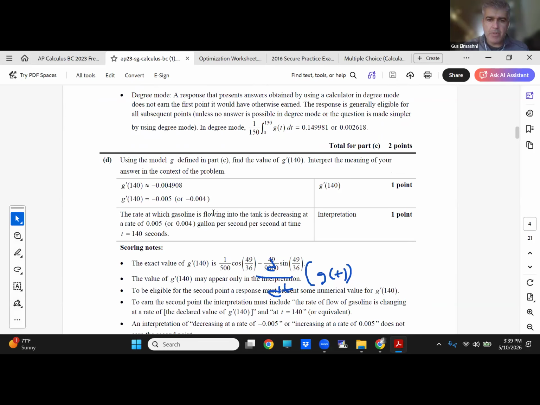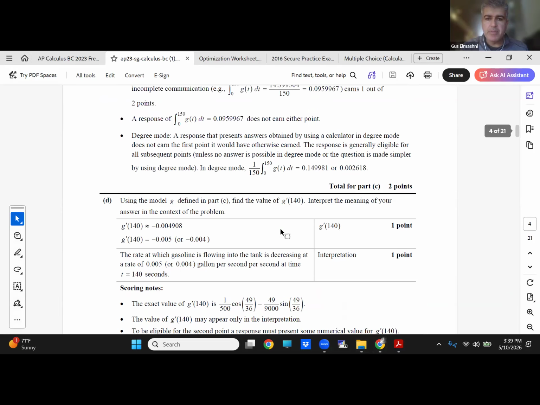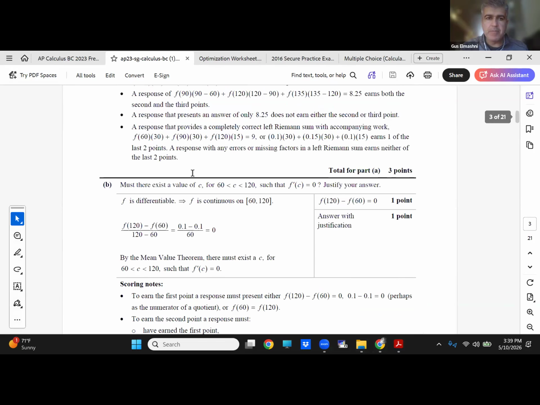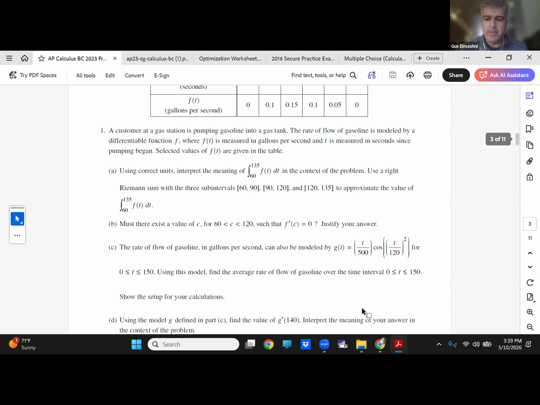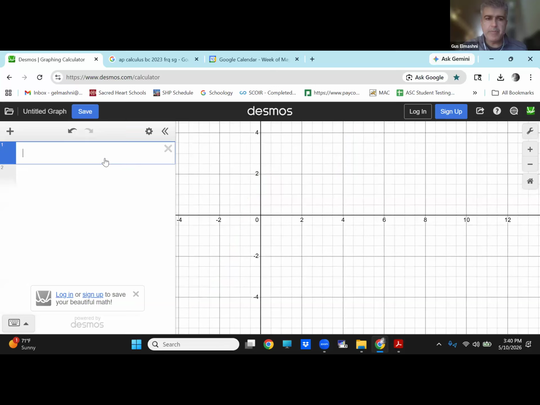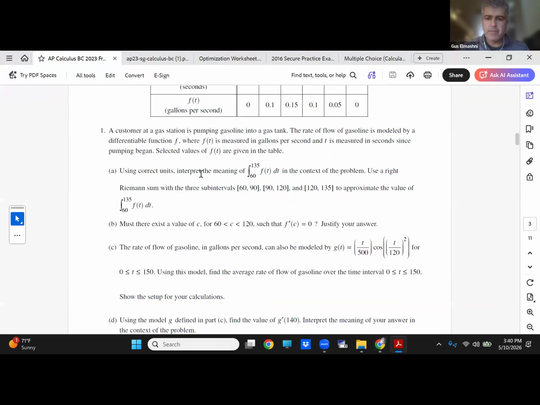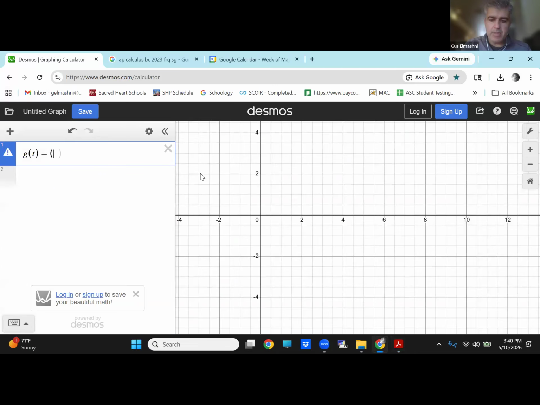And right, the rate at which the gasoline is flowing is decreasing. So how the rate is changing at a particular time, at t equals 140. That's how you want to interpret it. And again, once you have the rate typed in, probably a good idea is, when you do this in Desmos, or if you prefer to use your graphing calculator, store it first. You can actually say G of t like this, t over 150.